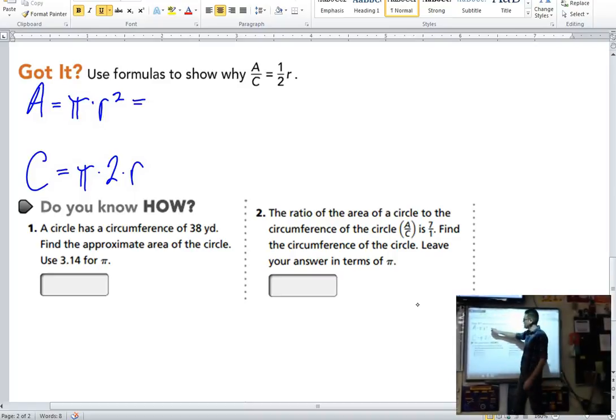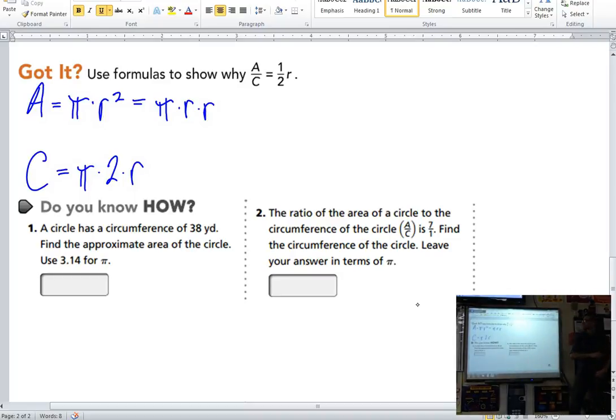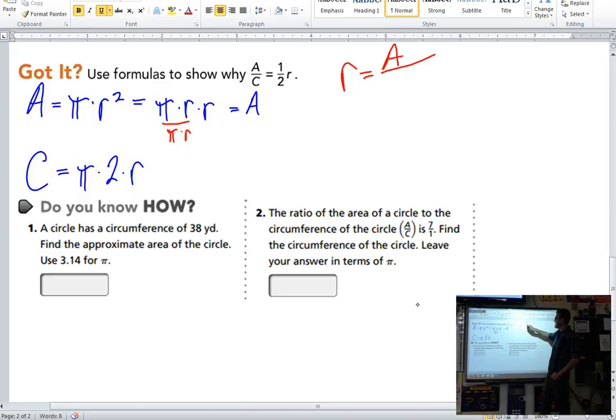Because this, I could really rewrite as pi times radius times radius. And then if I do that and set that equal to A, to get radius by itself, I could divide by these so they can cancel. And I could say that the radius is the area divided by pi times the radius. That's weird. We're just playing with numbers. We're just seeing what happens.